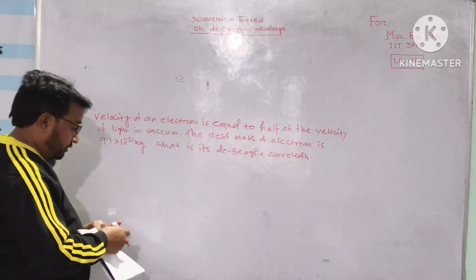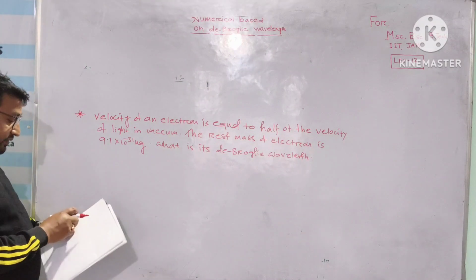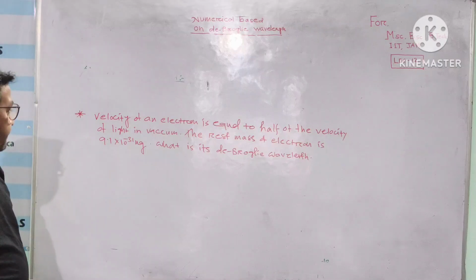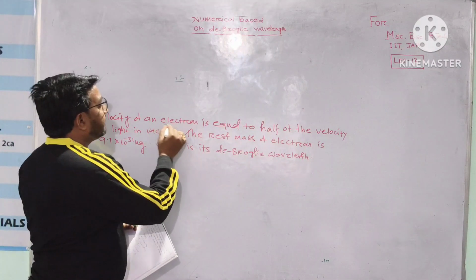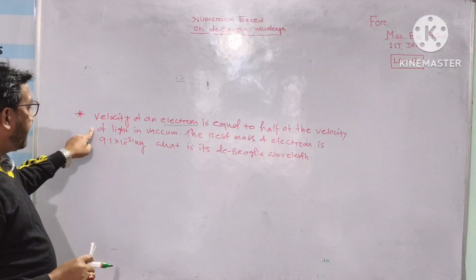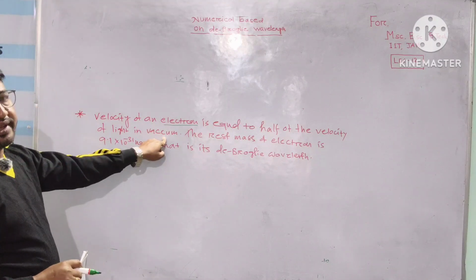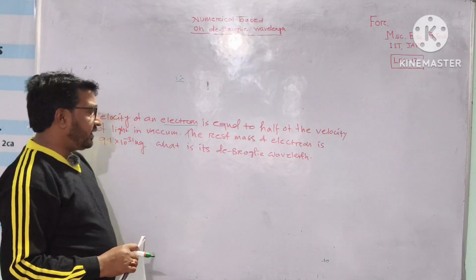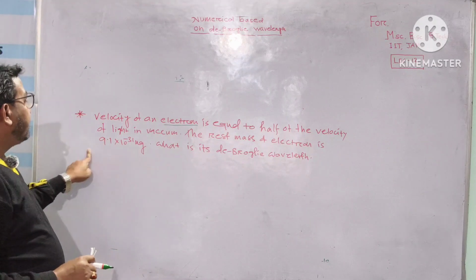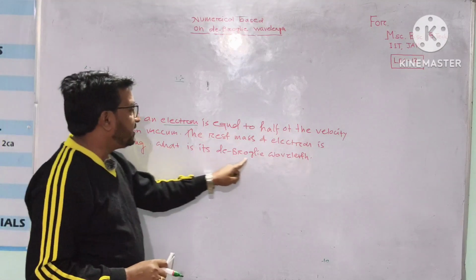Okay. So this is our third numerical problem. According to this question, the velocity of an electron is equal to half of the velocity of light in vacuum. We know that the speed of light in vacuum is always 3 into 10 to the power 8 meter per second. The rest mass of electron is 9.1 into 10 to the power minus 31 kg. What is its de Broglie wavelength?